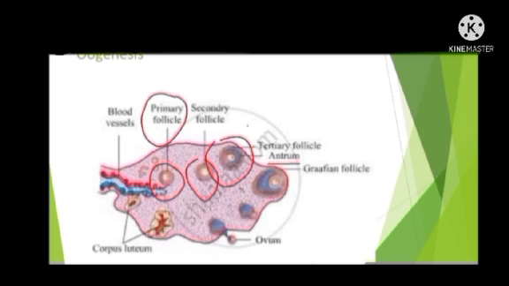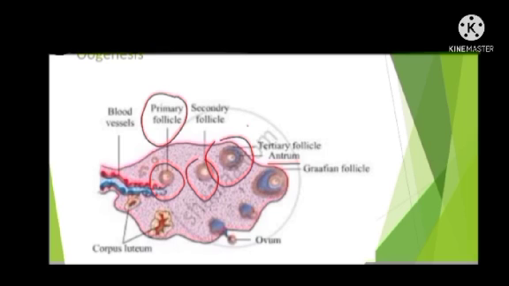Why do we say it is an unequal division? The division leads to two cells which are not equal in size. One cell is large and another cell is very small. The large cell is called the secondary oocyte and the small cell is called the first polar body. The secondary oocyte is haploid because it is formed as a result of meiosis 1. The small tiny cell is called the first polar body, and it is also haploid.